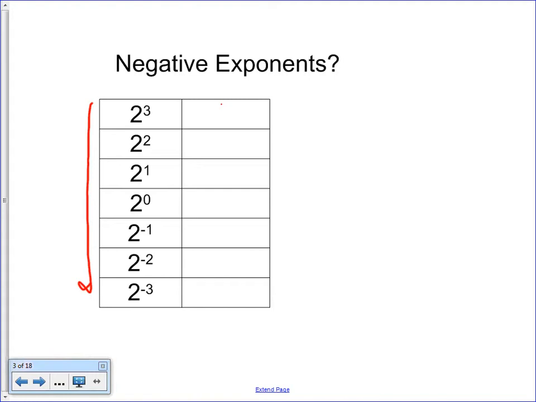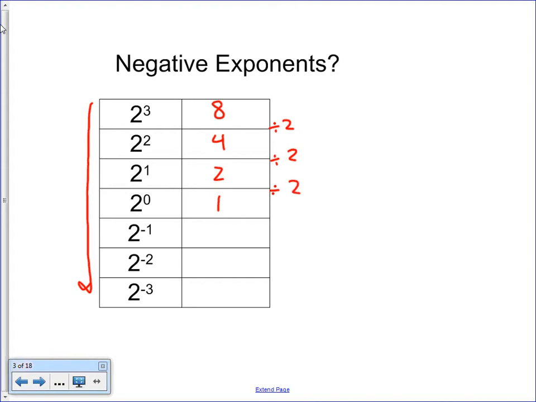So 2 to the third power, well, 2 times 2 times 2 gives me 8. 2 squared, 2 times 2, gives me 4. 2 to the 1 power, we just have a 2. 2 to the 0 power. Now you might say that 2 to the 0 power is 0, but actually anything to the 0 power is 1. Notice how we have a pattern here. We're dividing by 2 every time.